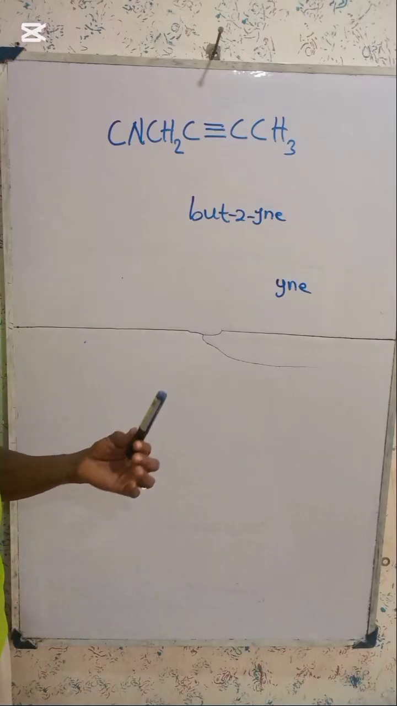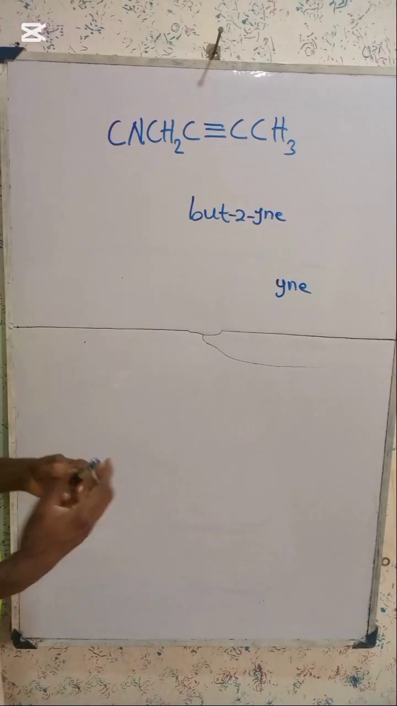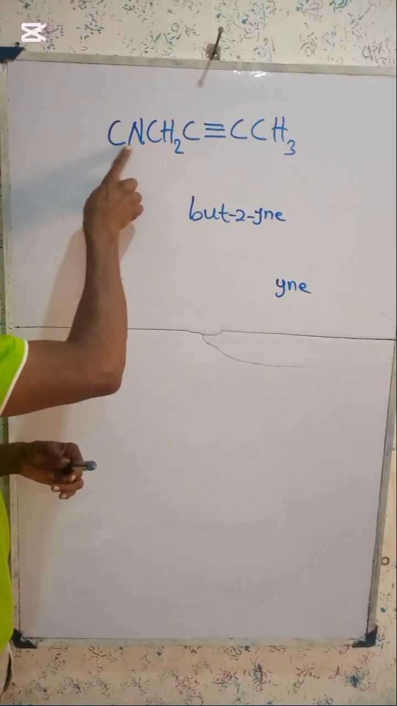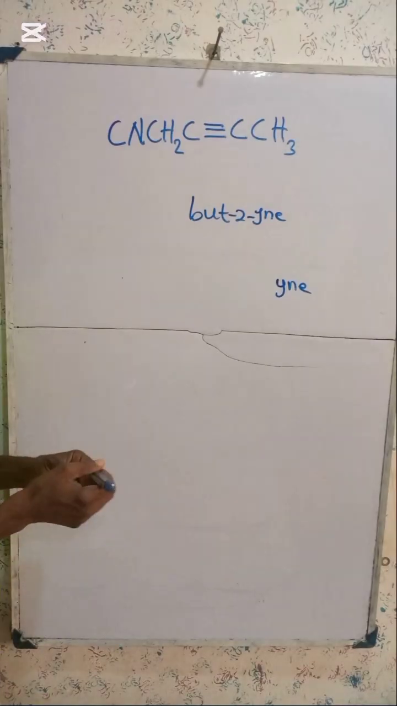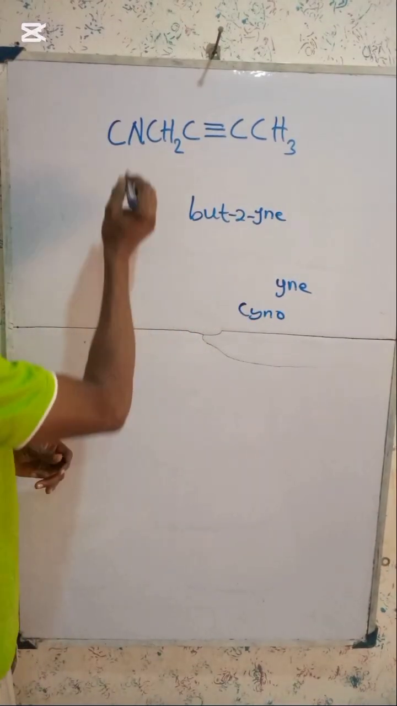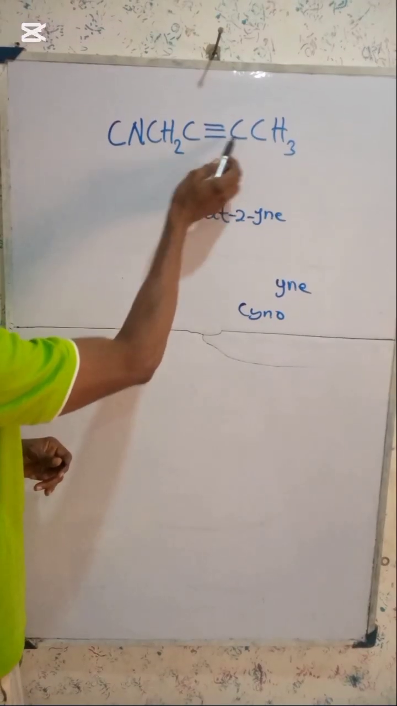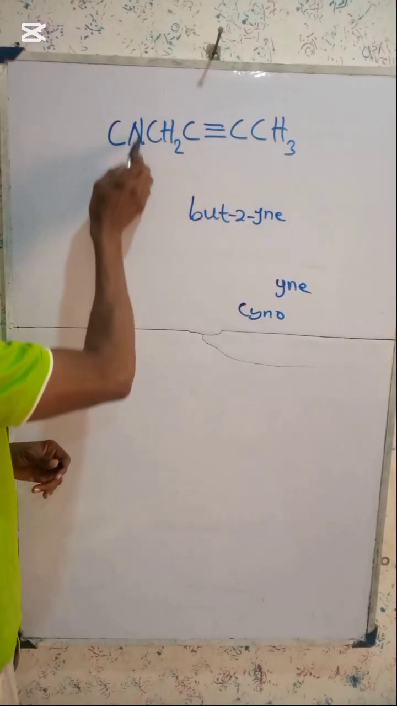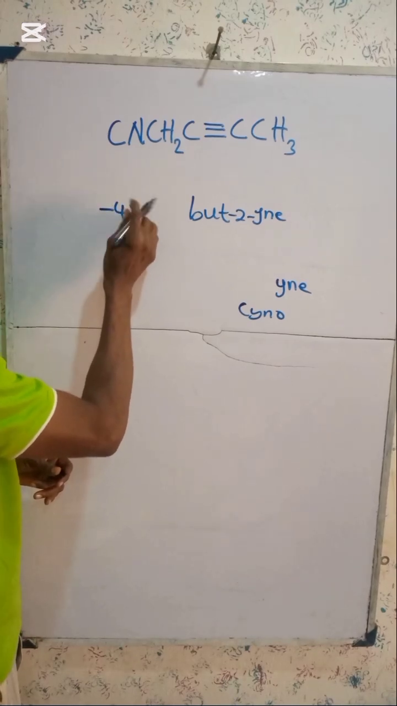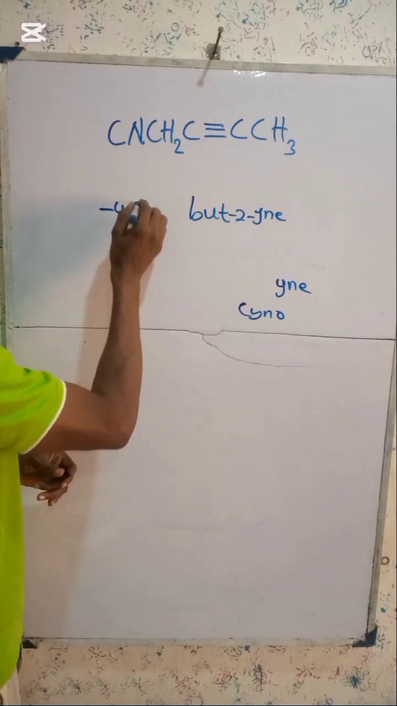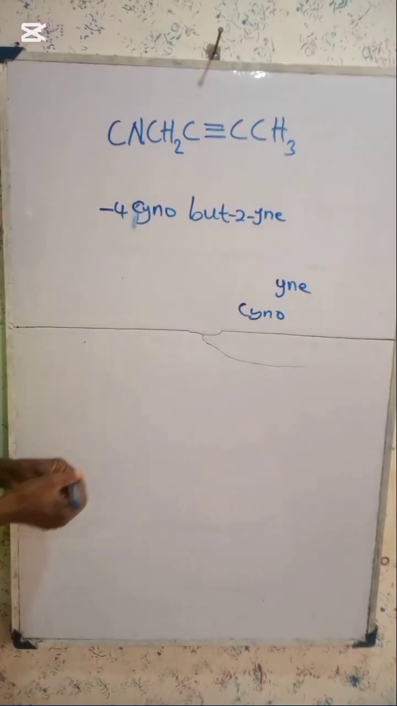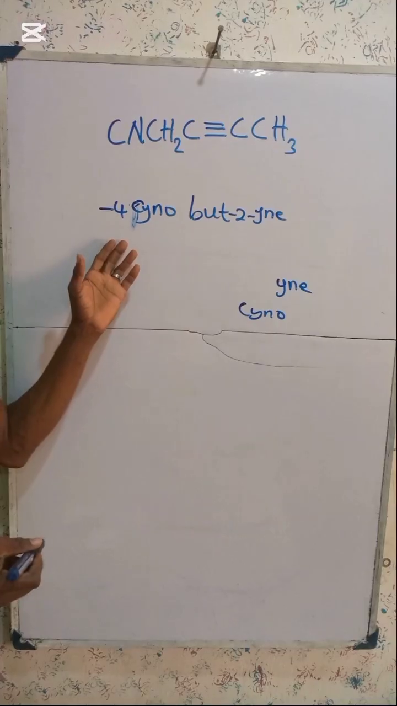Then the next thing you look at from what is given to you, the compound, is the substituent. Now look at the CN. CN is called cyano as a prefix. It's named cyano. Alright, where is this cyano? If you count 1, 2, 3, 4, it is on the 4th carbon. So the name is 4-cyano. That becomes the name for this compound.